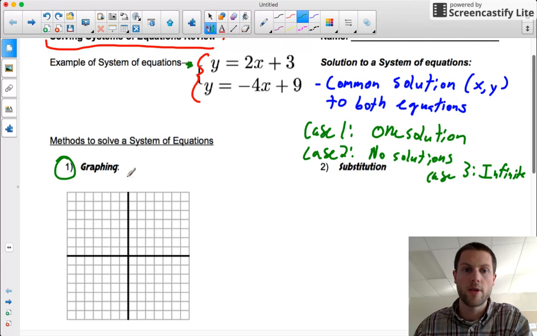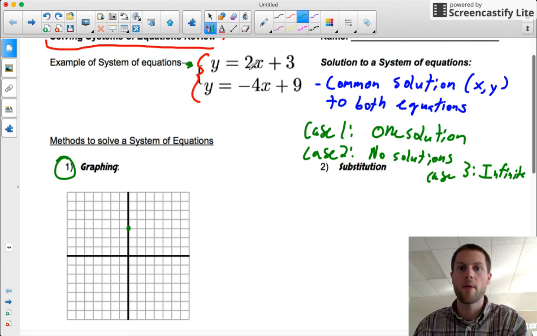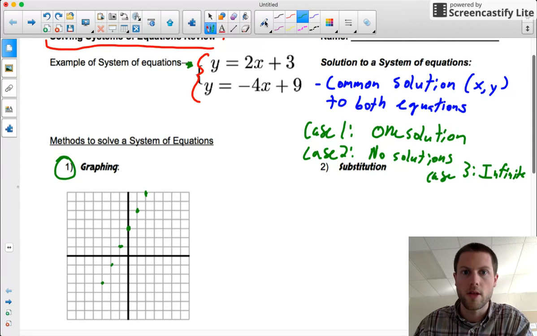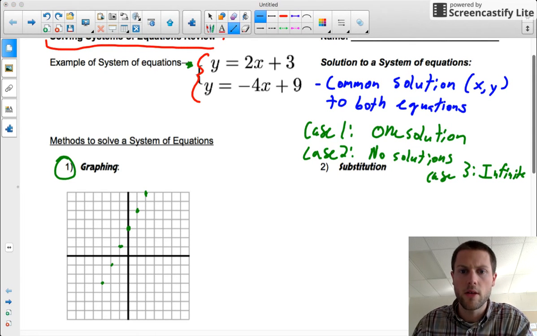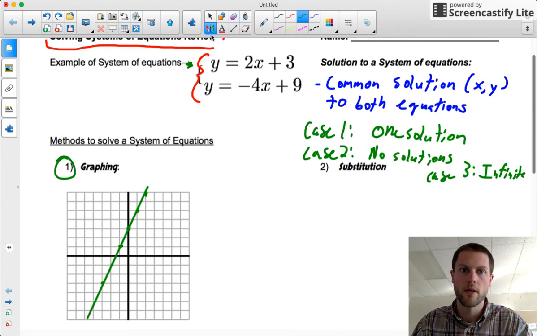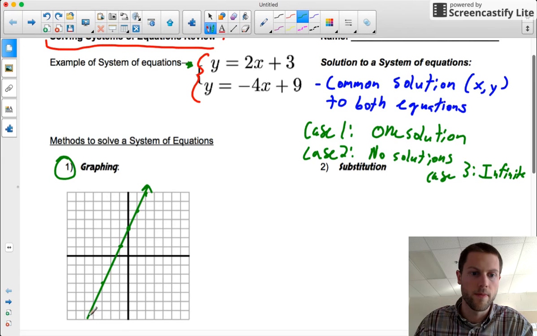Here is my y-intercept of 3, 1, 2, 3. And I'm going to use my m, my slope, to graph other points here. So up 1 over 2, up 1 over 2. And I can go the other direction, this way here. So let's see, I'm going to draw myself a line. Let's make this line green. And it's going to look something like this. Okay. There's my green line.